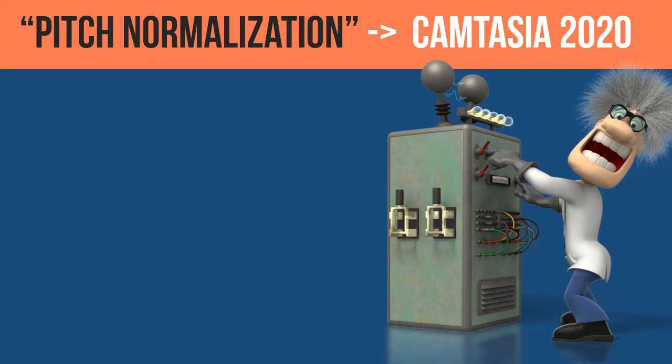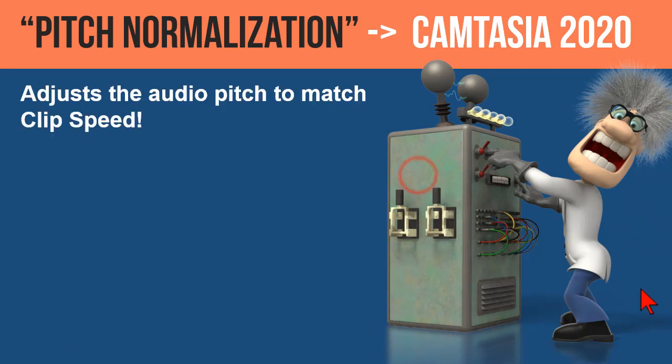So here's the thing. Camtasia 2020 has quite a few little, I call them hidden gems, and you gotta kind of be a scientist and get down in there and look around for some of these guys. But one of them is called pitch normalization. Basically, that means it allows you to adjust the clip speed of a video clip, and it adjusts the pitch of the audio to match.